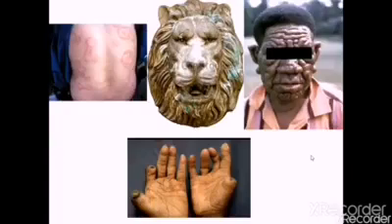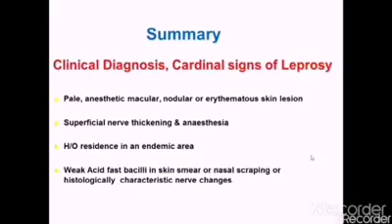Patients with forms of the disease intermediate between tuberculoid and lepromatous can progress to either extreme. So these are major signs of leprosy. We have already discussed these cardinal signs of leprosy. The history of residence in an endemic area is also an important point which you should consider.